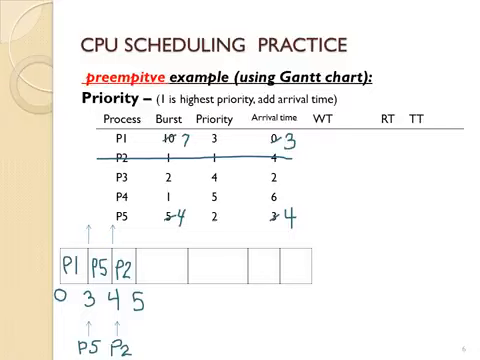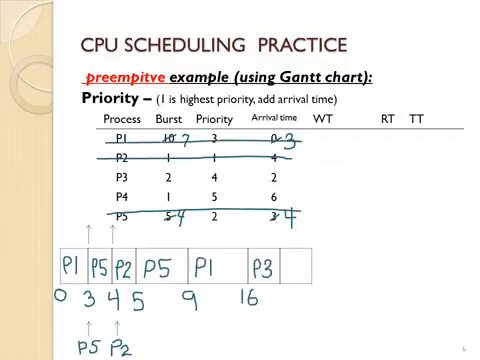Now the current time is 5, and in our ready queue we have P3, P1, and P5. So we're going to pick the one that has the highest priority, which is P5, and P5 will finish at time 9. And now the current time is 9, and all of them are in the ready queue, and now it's just a matter of doing priority-based scheduling. So the next one to go would be P1, finishing at time 16, and P3 finishing at time 18, and P4 finishing at time 19.